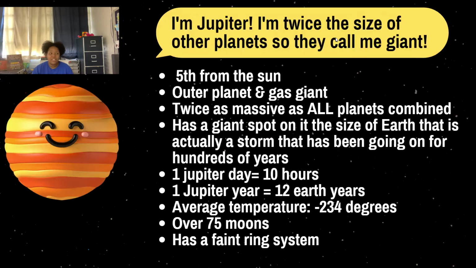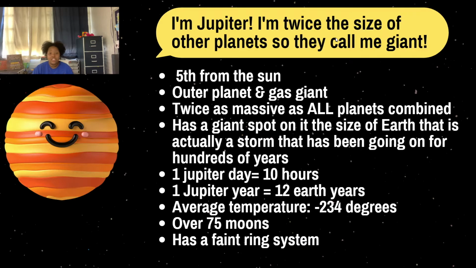Then we have Jupiter. Jupiter is twice the size of other planets, so it's known as a giant. It is 5th from the sun. It's an outer planet because it's not as close. And it's also a gas giant. Like we said, it's twice the size of the other planets. Twice as massive as all of the planets combined. So huge. Jupiter is also known for having a huge spot on it that's actually the size of Earth.